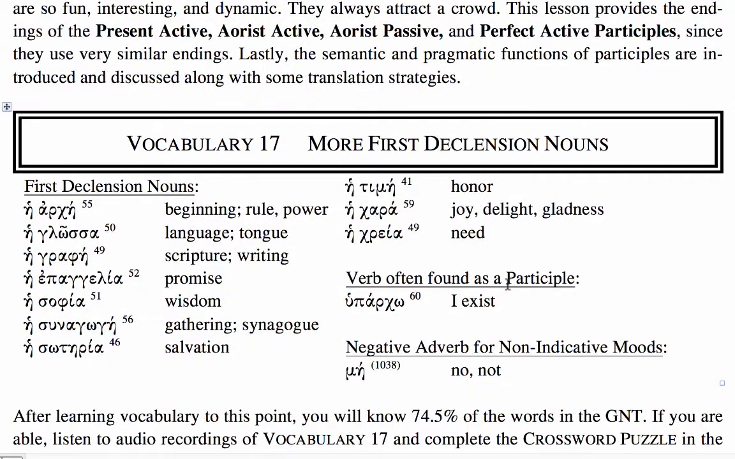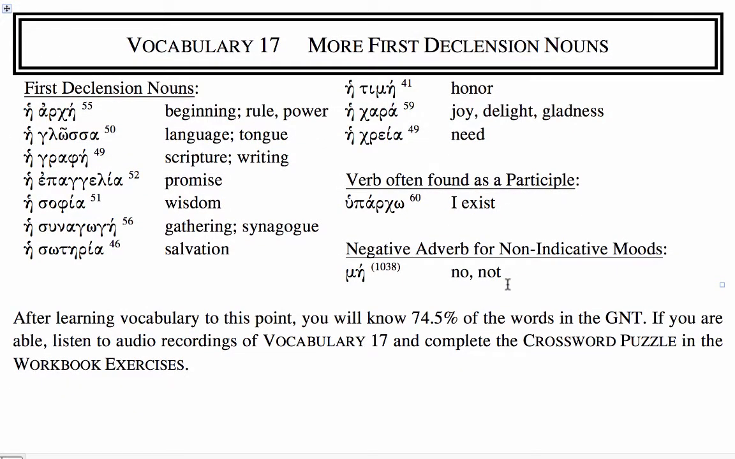First, let's go to the vocabulary. Here we encounter more first declension nouns. Arche, beginning, rule, or power. Glossa, language or tongue. Graphe, scripture or writing. Evangelia, promise. Sophia, wisdom. Synagoge, gathering or synagogue. Soteria, salvation. Time, honor. Chara, joy, delight.